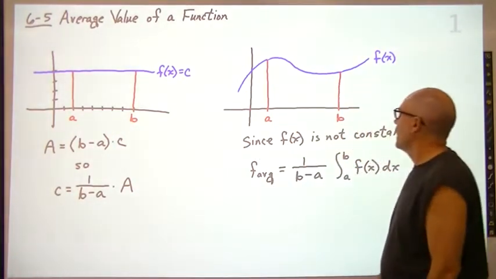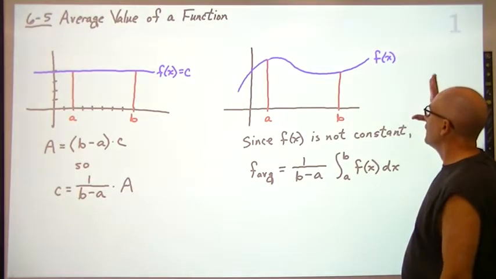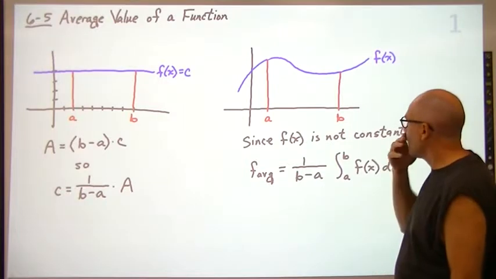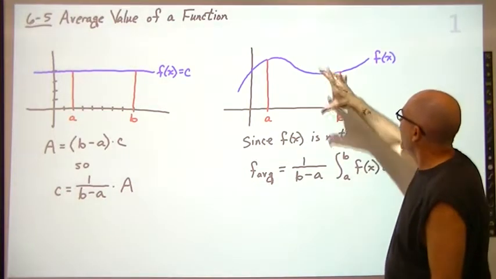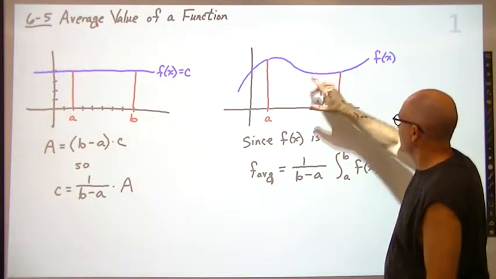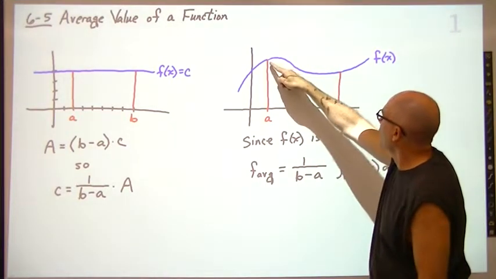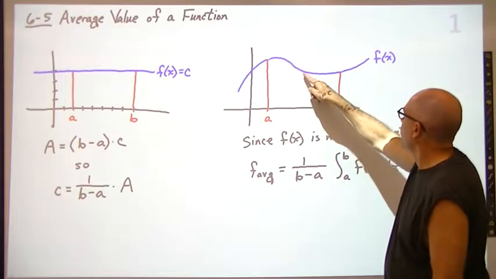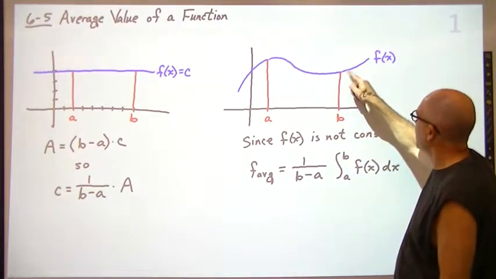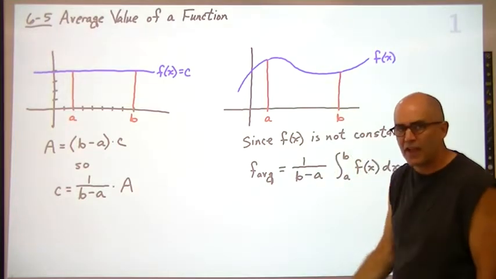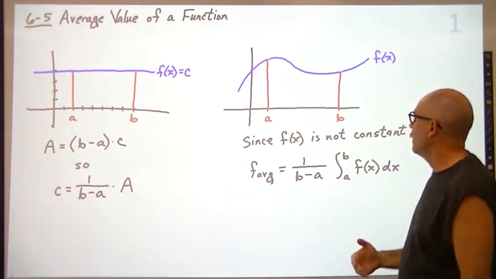All right, now, let's look at a function that's not constant then. So what we're looking for is the average height between a and b of this function. So it starts out high, goes up a little higher, then goes down low, and then starts back up a little bit. What's the average height in between there? That's the average value of the function.